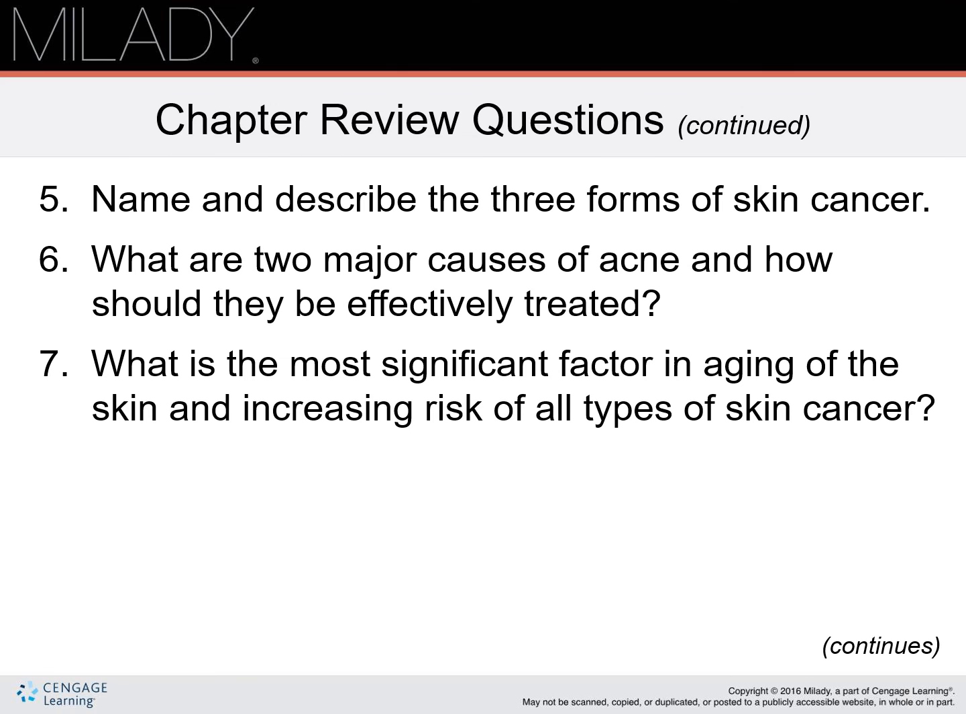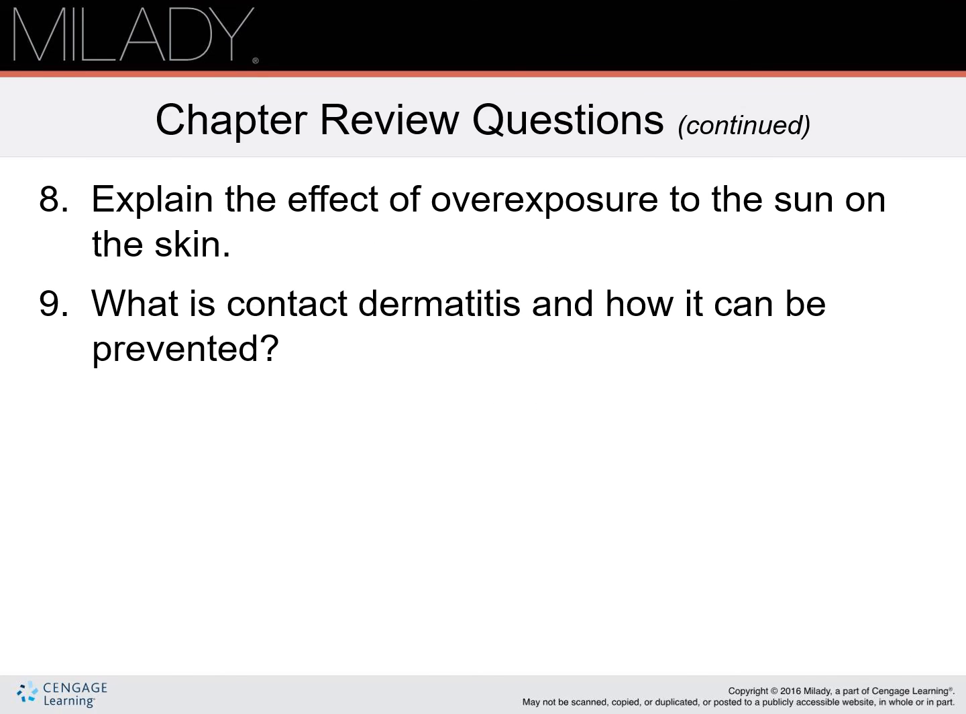Name and describe the 3 forms of skin cancer. You have basal cell carcinoma, squamous cell carcinoma, and malignant melanoma. All 3 of these can be explained in great detail on page 182. What are the 2 major causes of acne and how should they be effectively treated? Hereditary and hormones. Okay, you can find how they should be treated on page 184. What is the most significant factor in aging of the skin and increasing risk of all types of skin cancer? The answer to this is sun exposure without protection, which is a big no-no.